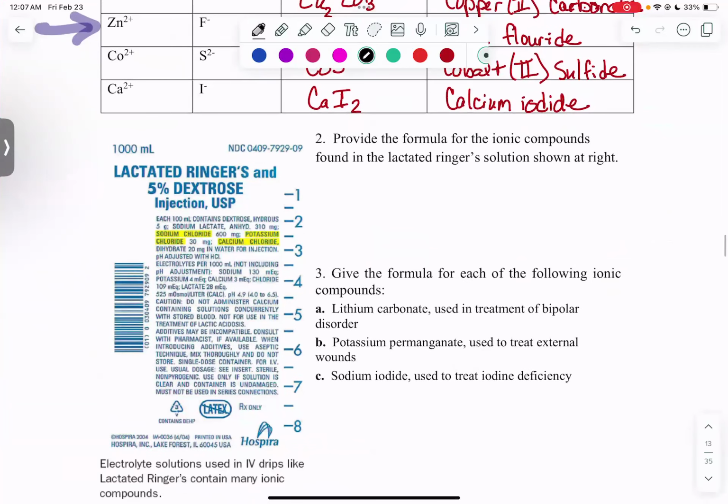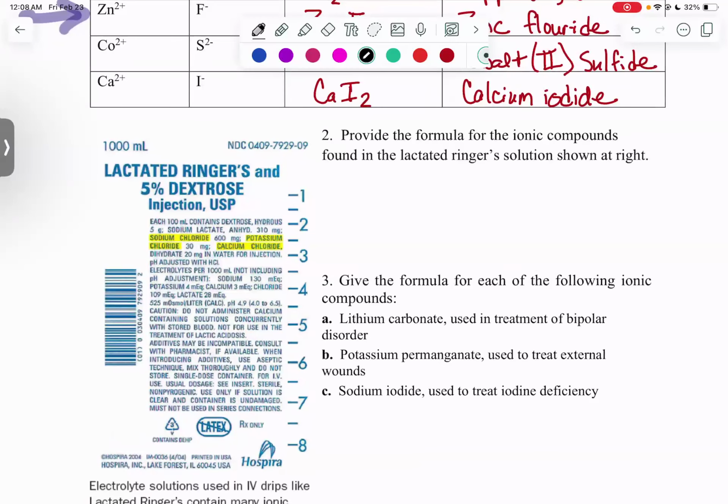So lactated ringers and 5% dextrose injection. So this is something that you'll find in an IV. So these are electrolytes that if somebody's dehydrated and they need fluids, that we give them in an IV. And so a lot of times you're going to see lactated ringers solution in IVs. So the highlighted substances, what are we supposed to do here? We're supposed to provide the formula for the names.